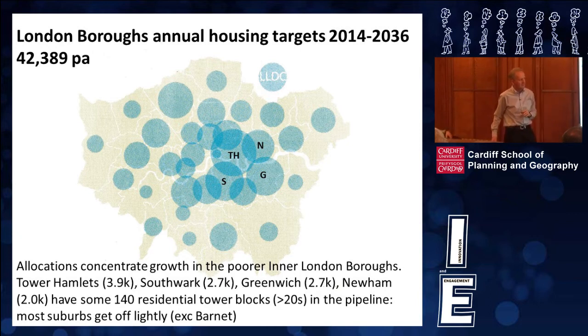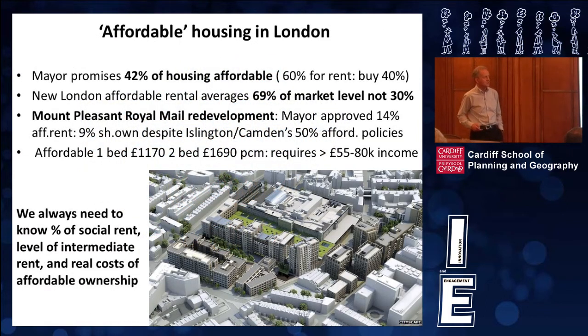And then where does this housing go? Well, a very significant element of it is going into the poorer inner London boroughs: Wandsworth, Lambeth, particularly Southwark, Tower Hamlets, Newham, and Greenwich. And here are the figures. The figure of 3.9 thousand houses a year is dramatic. And of course, much of this is going to go into high-rise housing above 20 stories, inevitably. So it's a very interesting picture, a very pressured situation.